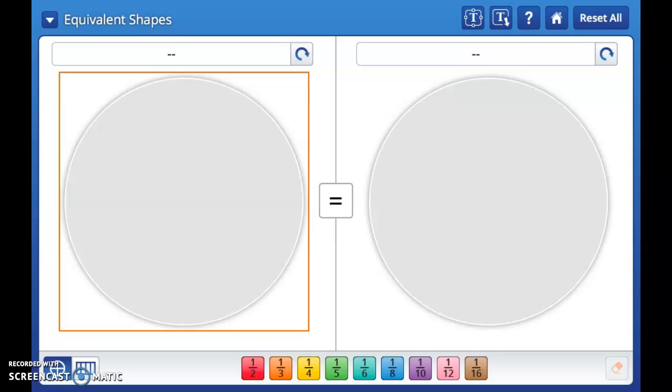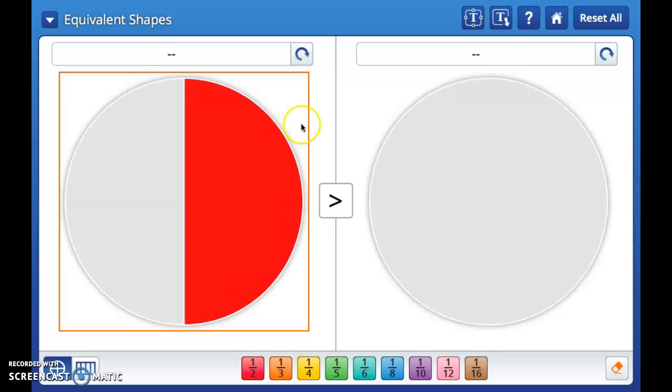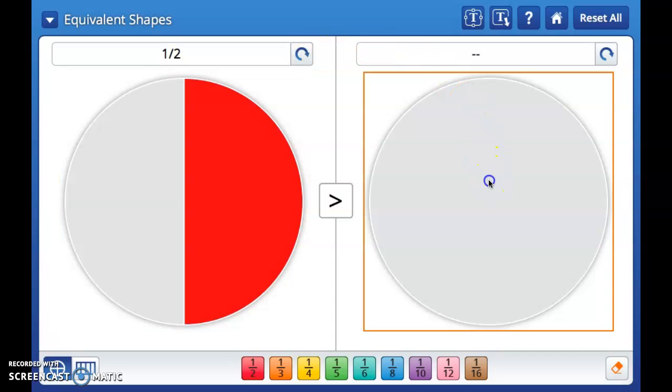Today we're going to be learning about equivalent fractions using a model. Equivalent fractions are fractions that name the same part of a whole. They are equal. Let's start with 1/2. Right here I have 1/2 of my circle filled in. Now on the right I'm going to look for fractions that name the same part of that whole.